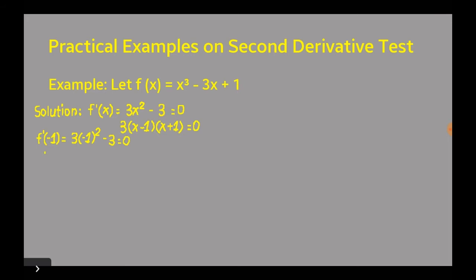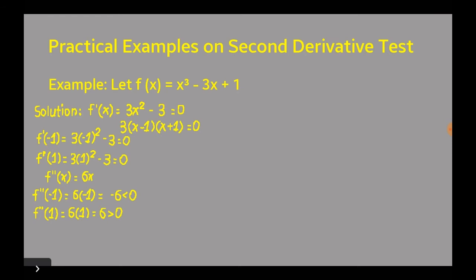Then f prime at negative 1 is 3 times negative 1 squared minus 3, which equals 0. And f prime at positive 1 is 3 times positive 1 squared minus 3, which equals 0 also. Now we have identified the critical numbers from the first derivative. For the second derivative test, f double prime of x is 6x after you differentiate the first derivative. Then f double prime of negative 1 is 6 times negative 1, which equals negative 6, less than 0. And f double prime of 1 is 6 times 1, which is 6, greater than 0.